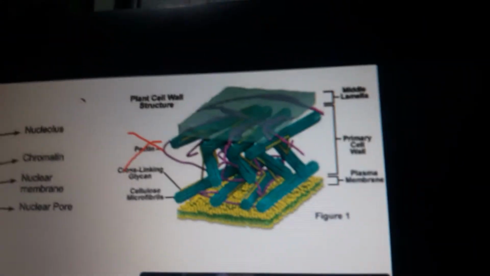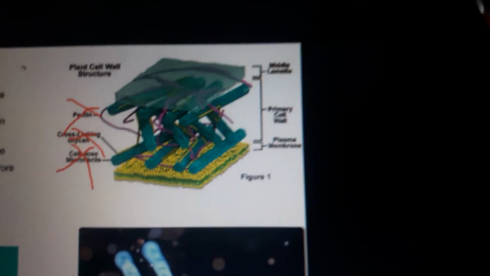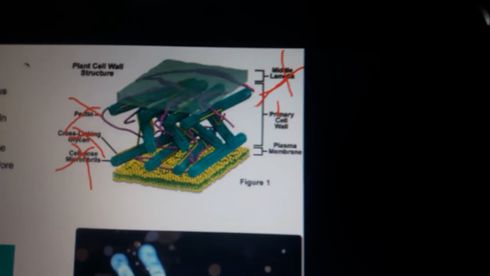Okay, now see. Cell wall structure. The pectin is there. Pectin you don't need. Cross it out. Cross-linked glycan you don't need. Cellulose microfibrils you don't need. Middle lamella. Okay, you don't need this. This is a primary cell wall. This is a plasma membrane.